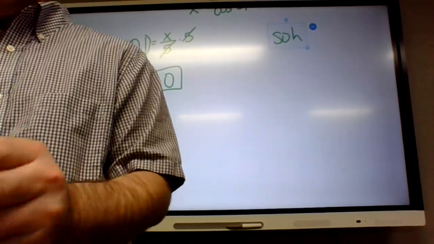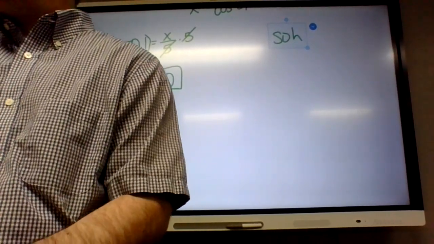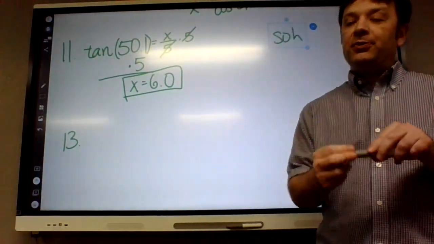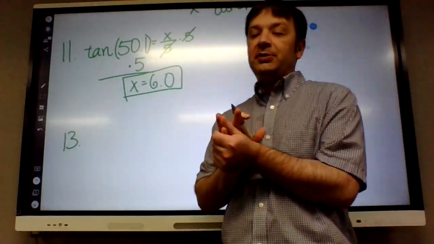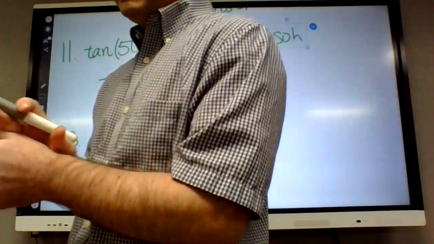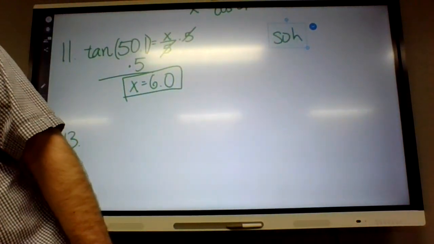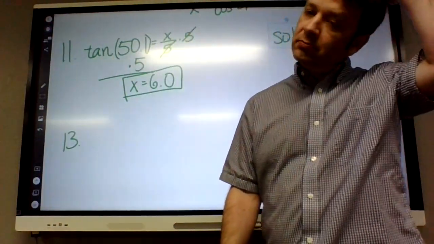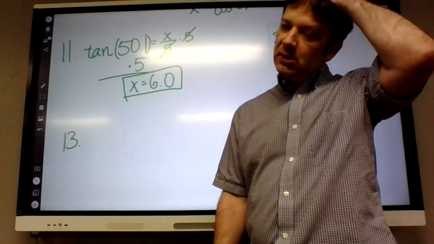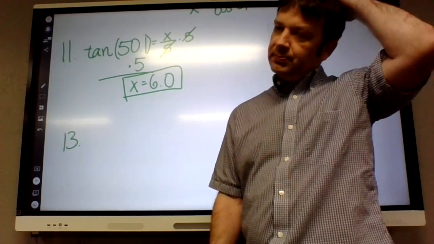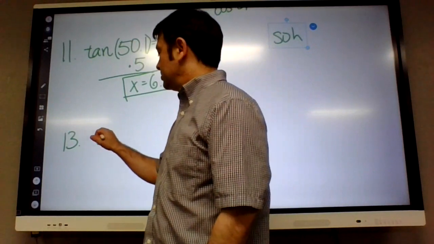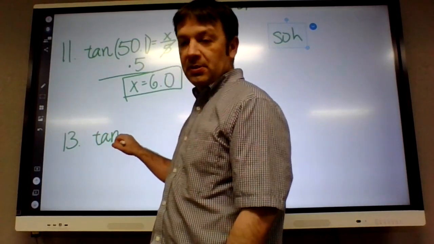All right. 13, Corey. Relative to the 41 degree angle, what two sides are we looking for? What do we have? The adjacent over, or opposite over adjacent? Yeah, opposite and adjacent, so we're going to use tangent.